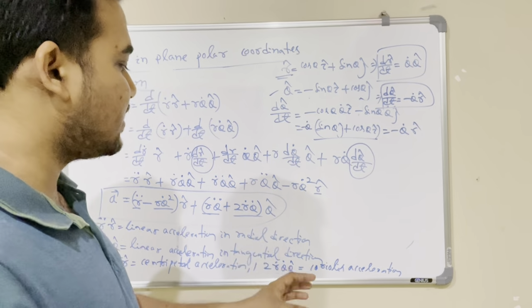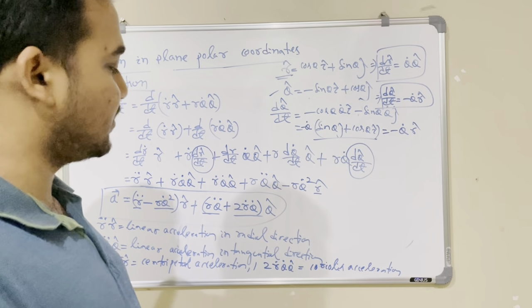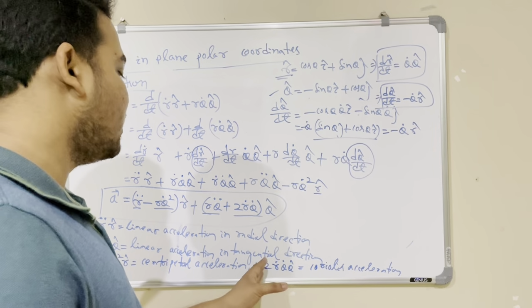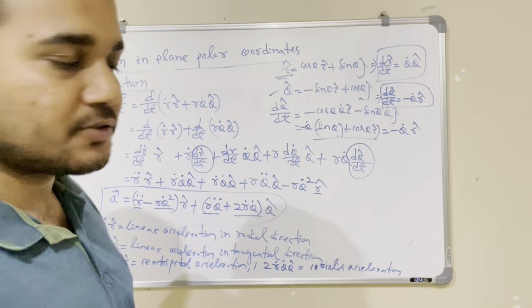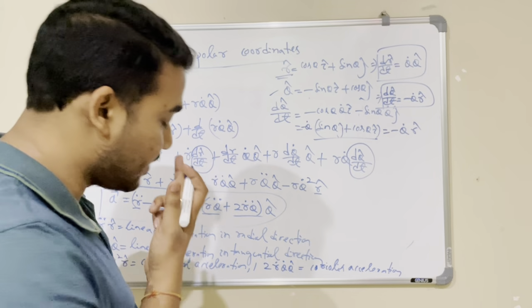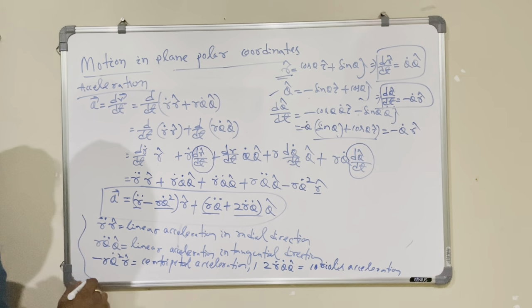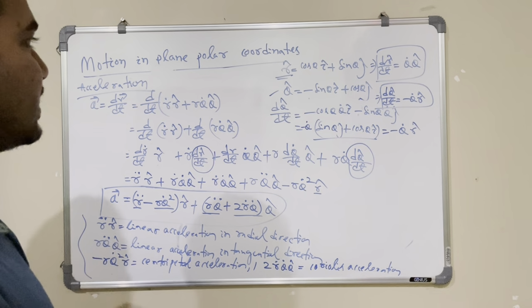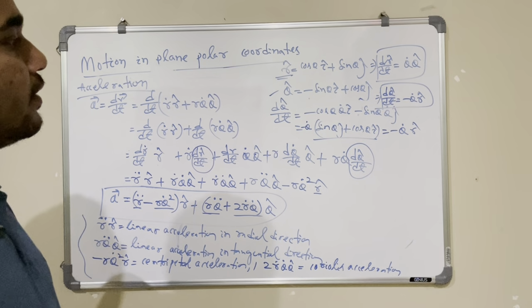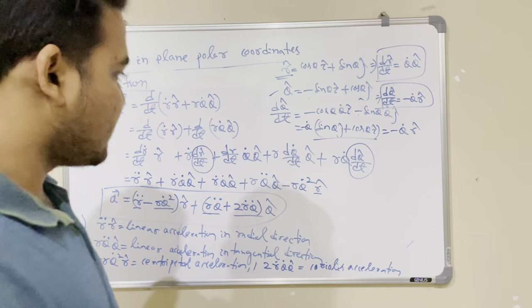This Coriolis acceleration happens when both r and theta change with time. That means the terms r dot and theta dot are both present. So when both r and theta change with time, then Coriolis acceleration happens. So these are the four terms in the expression for acceleration.